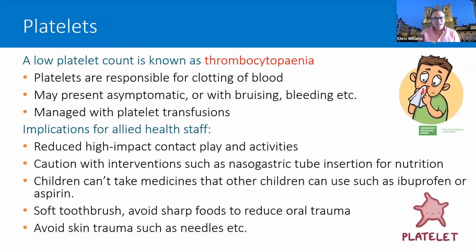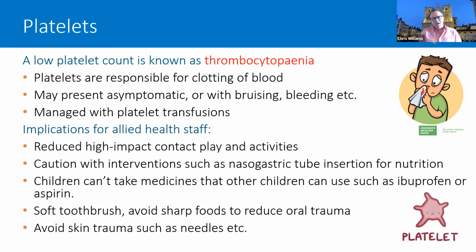The first one's platelets, and a low platelet count is known as thrombocytopenia. Platelets are responsible for our clotting of our blood and our coagulation. So children that are requiring platelets may actually present asymptomatic, and we just know that because of their blood tests. However, they may have bruising, they may have nosebleeds, which is not uncommon, petechiae, or those tiny little looking bruises on their chest, and bruises in places they normally wouldn't have them. We simply treat that by administering platelet transfusions, and that's generally either in the ward or in outpatient space.